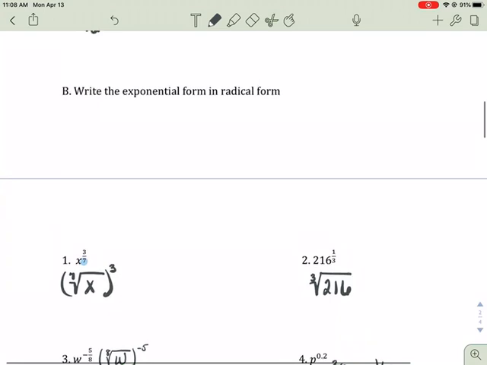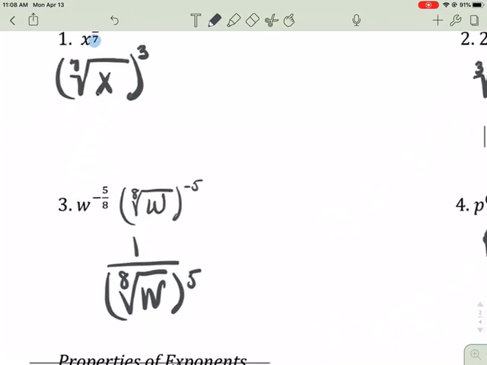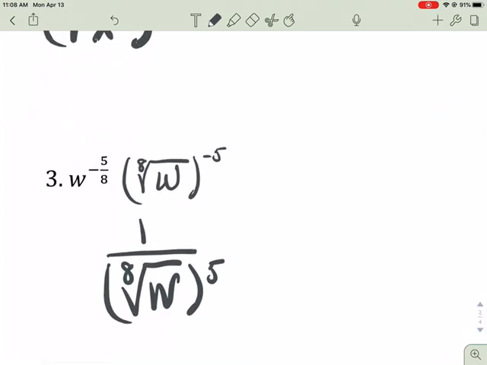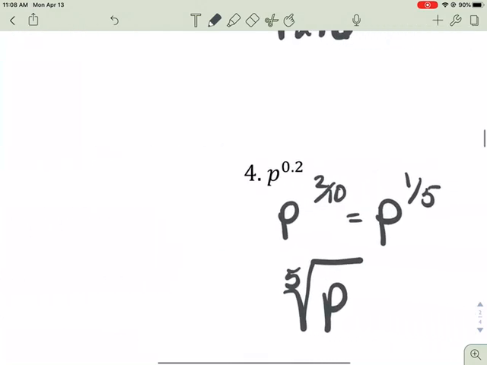Pause the video and try 3 and 4. Here's what I got. For number 3, the index is 8. Our exponent is -5. So we're not quite finished, because negative exponents mean we have to put it on the bottom. So I have 1 over the 8th root of w to the 5th power. If we were really finishing out this problem, we'd have to simplify that and get rid of the radical in the bottom of the fraction. But we were just rewriting, so we're going to leave it just like that.